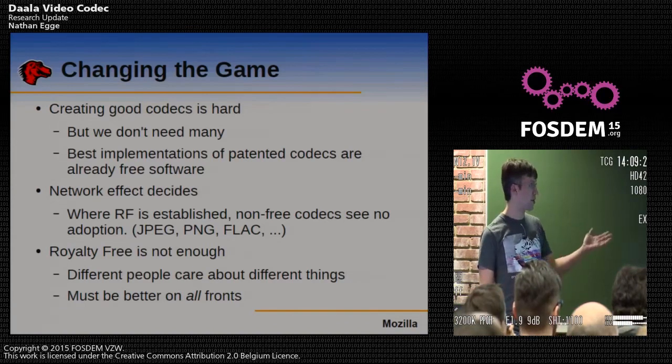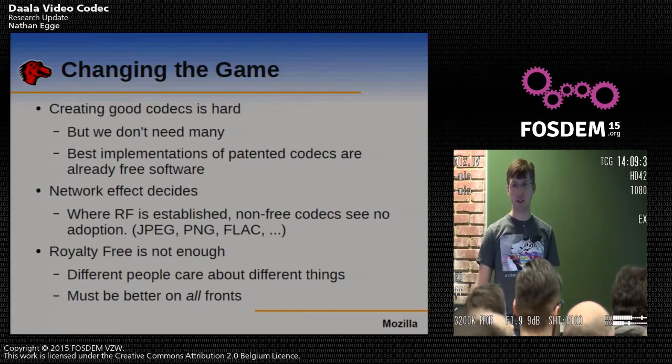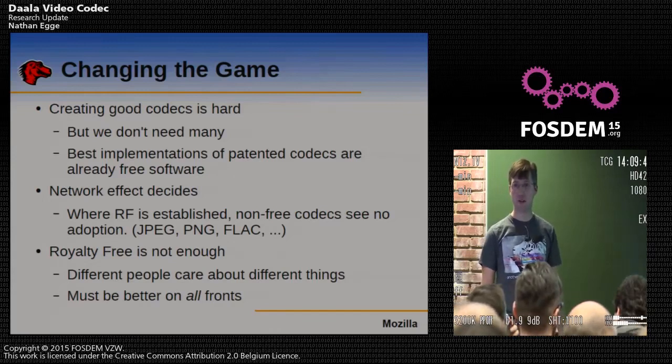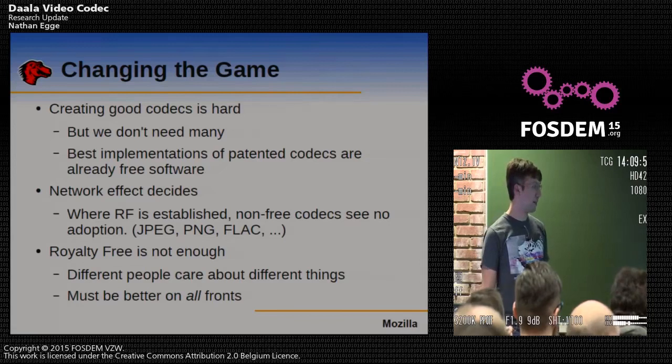And then of course network effects decide the market. There has not been a case where a royalty-free codec has taken over in a particular niche and then been displaced by a royalty-bearing codec. JPEG is a pretty old image standard, and there are lots of new image standards that have come out. Some of them have been patent encumbered and perhaps offer better performance in some very specific cases, but nobody's been able to displace JPEG. But being royalty-free is not enough.